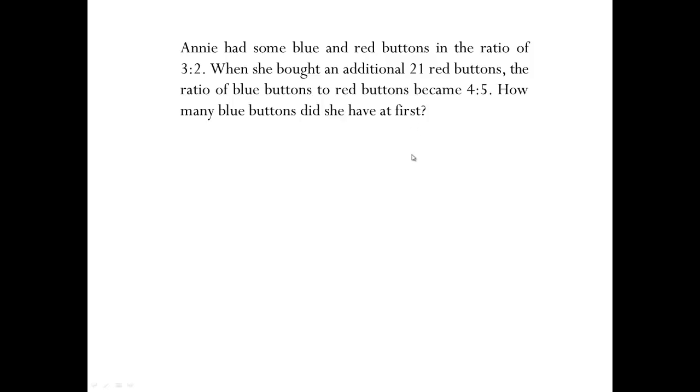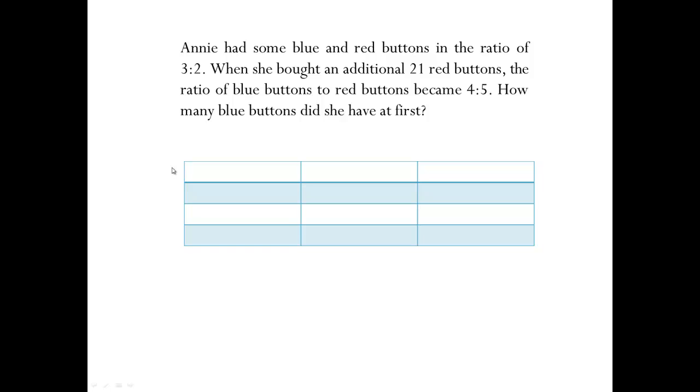Now, the method I'm going to introduce to you here is the before-change-after method, or BCA for short. To do that, we need to draw a grid. The grid will be 4 rows by 3 columns. So we are going to write down the before, change, and after into the grid. Since we are comparing the quantities of blue and red buttons, we will write blue and red. Now we are ready to fill in the information.